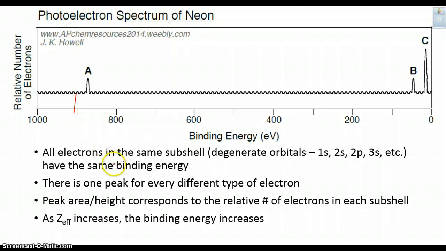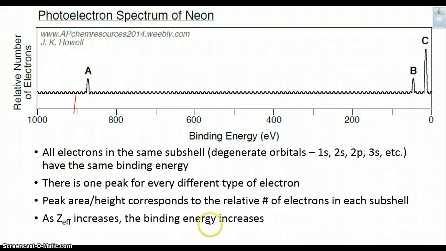There's one peak for every type of electron, meaning in each type of orbital. And the peak height or area corresponds to the relative number of electrons in each subshell. There are mathematical programs you can do this with, and if you integrated the area underneath the peak, that would tell you a certain number of electrons. But in this case, it's easy just to do it by height. So this height right here and this height right here are about the same. So these two have the same number of electrons. And this right here is much taller, so this one has more electrons as well. One thing you should also put together here: as effective nuclear charge increases, the binding energy also increases, which I think we mentioned before.